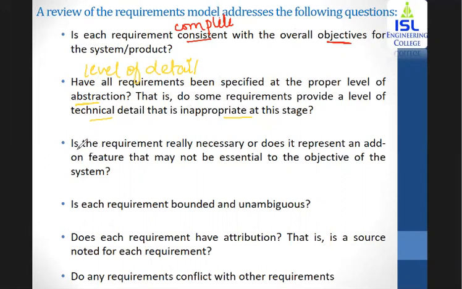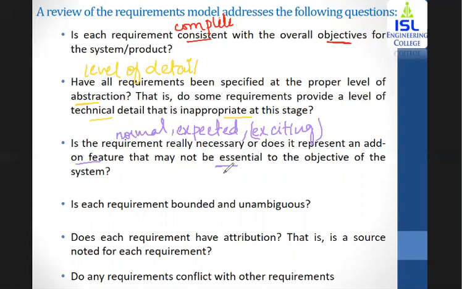Then the next step is, is the requirement really necessary, or does it represent an add-on feature? That is, you're going to identify within the requirements, you study three types: normal, expected, and exciting. So within what category this requirement falls, whether it is a normal requirement, an expected one, or an exciting requirement, this is going to be identified. Now, if it is an extra requirement, that is an exciting requirement, this may not be essential. That is, it is not important whether you have this particular feature within the software or not. In the end, if there are any risks associated with it, you can eliminate that requirement.